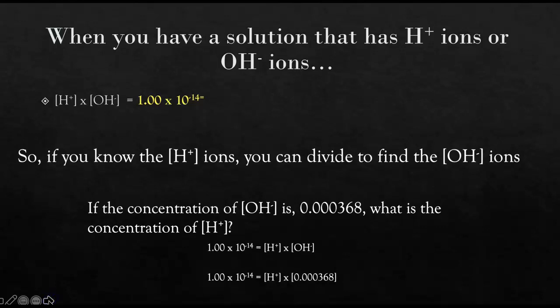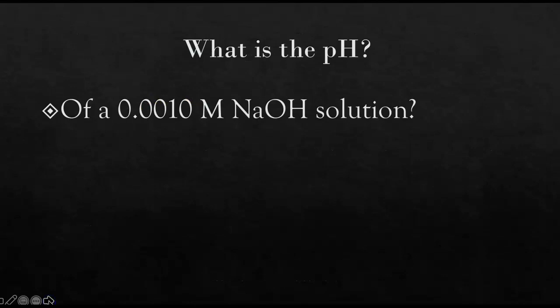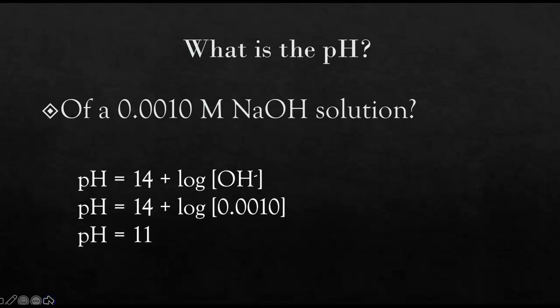So hopefully you plugged that right into your calculator and determined that your hydrogen ion concentration was 2.72 times 10 to the 11th. What about the pH of this solution? Now, of course, for this reaction, you're going to need to use the concentration of your hydroxide ions. There's your formula. So simply plug that in, 14 plus that log, and you've got a pH of 11, which we would expect because, of course, NaOH is a base.